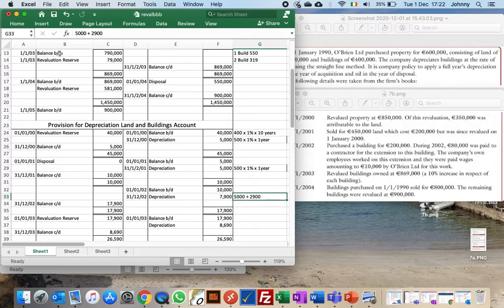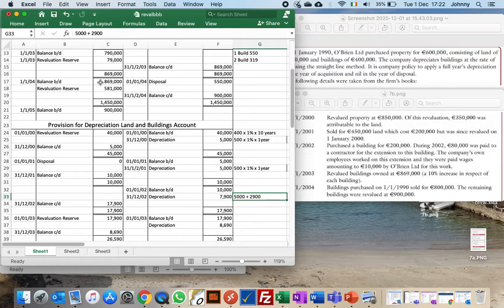Then we'll go back to land and buildings, and it says revalued buildings at 869. So that means the buildings were worth 790. I'm adding on 10%. That's what it says there. So 10% increase in respect to the buildings, each building. So I'm adding on 10% of 790 onto it. So I get a new balance of 869, which becomes the balance brought down for the start of 2004.